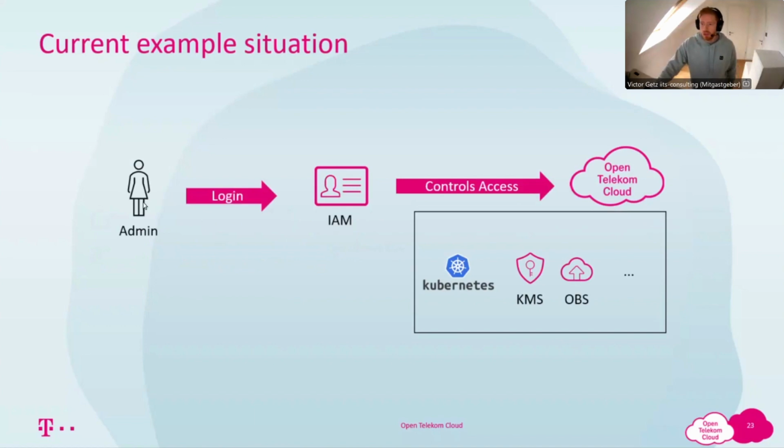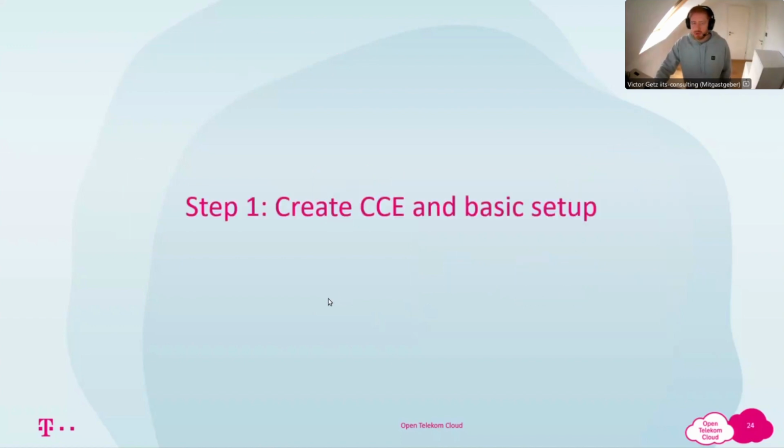The admin can log into the IAM system of OTC, and has full control over Open Telecom Cloud. I will focus a little more on Kubernetes in this part because it's a little more complicated than the other things, which is really cool because then we have covered the whole area. First, let's create this basic scenario. The admin logs into IAM and has some resources there. The first step we need to do is create CCE in the basic setup.